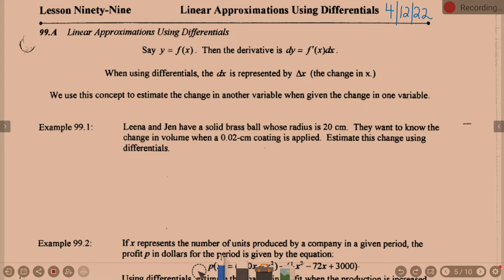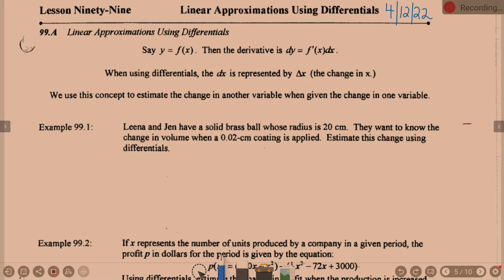Differentials, I feel like part of it is we're just dropping off the dt. We're not really necessarily saying in relation to dt, in relation to time. It's just using the top part of that derivative. Now, a couple of things here. First of all, say y equals f(x).